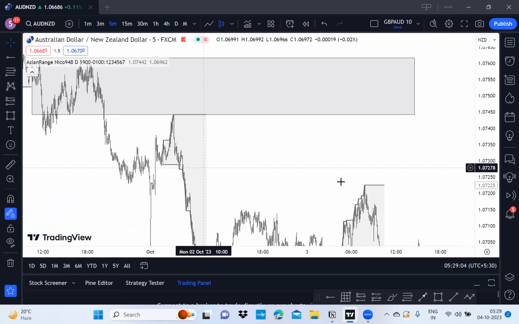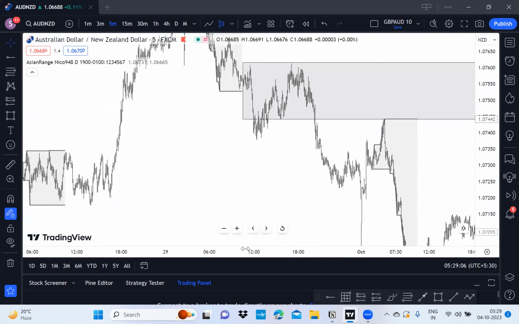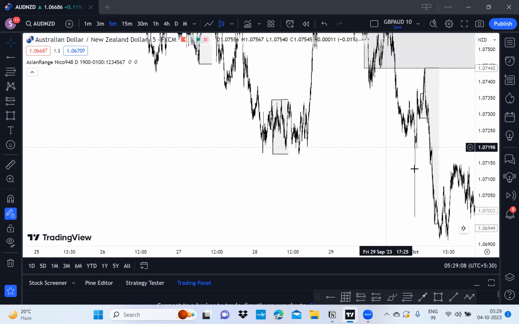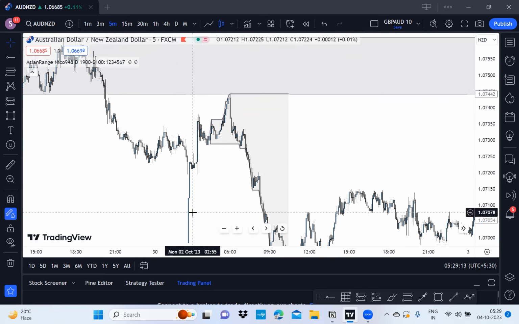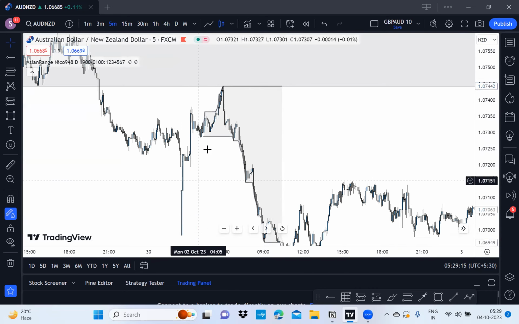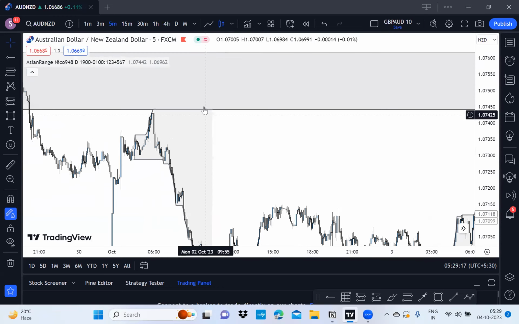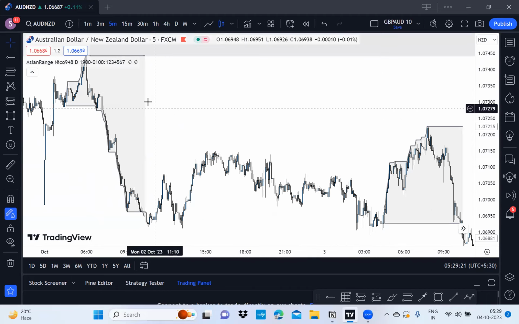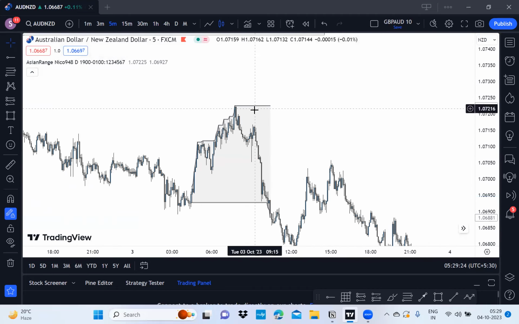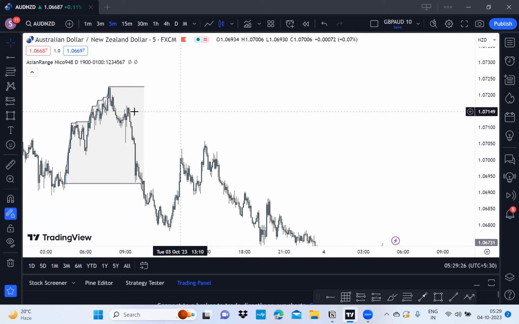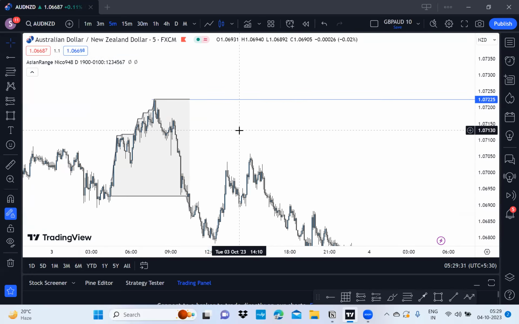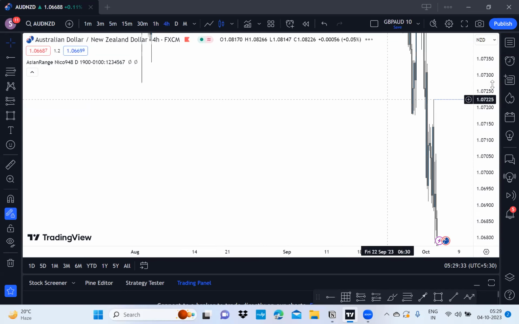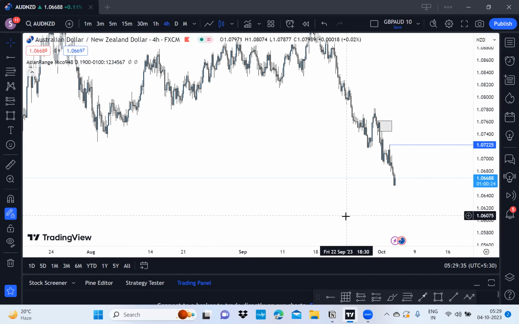So when the market came here, after giving the BOS, the market took the retracement, but still the market came here in the Asian range, and after that, this is another Asian range, but there is no entry. There is no liquidity hunting, so I'll just leave it. Let's go to another pair.